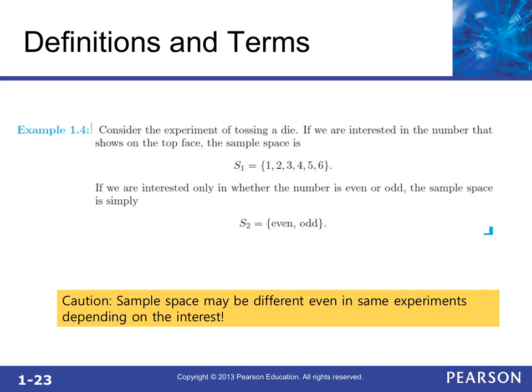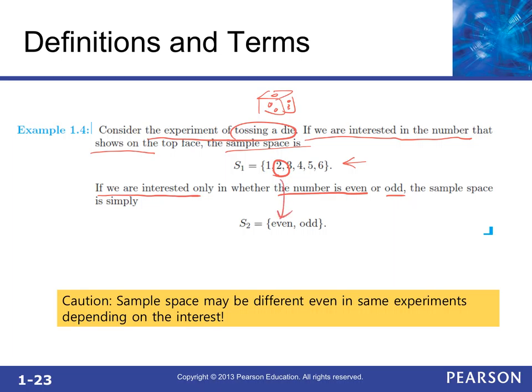So in this example, we can see how we can define the sample space even from the same experiment. So consider the experiment of tossing a dice. If we are interested in the number that shows on the top face, the sample space is, as I already mentioned, 1, 2, 3, 4, 5, 6. However, if we are interested only in whether the number is even or odd, then for example, if you get the number 2 in this case, this is simply the even number.